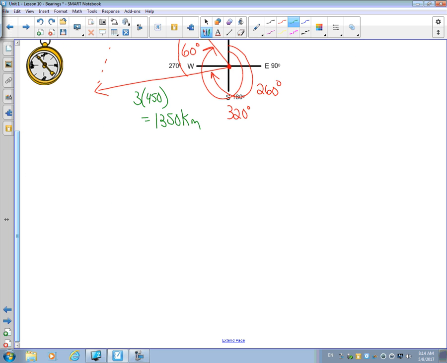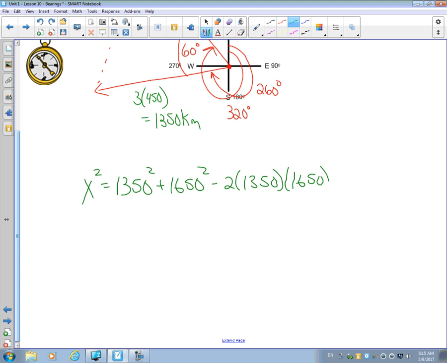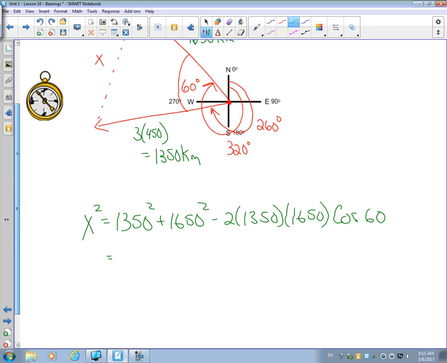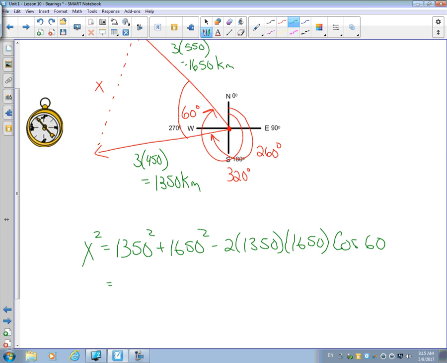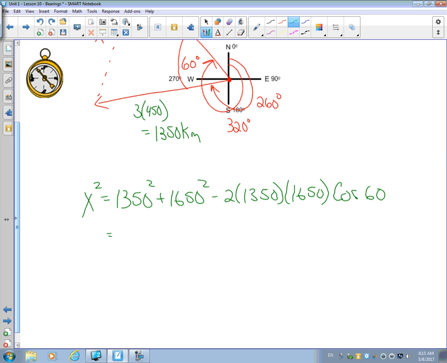That's a cosine law. So x squared equals 1350 squared plus 1650 squared minus 2 times 1350 times 1650 times the cos of the angle. Again, the key is trying to get that angle. In this case, I could get it because I knew the two bearings. And I knew the difference between them. Okay, all into our calculator gives us a really big number, 2317500. And if I square root that, I get 1522.3.